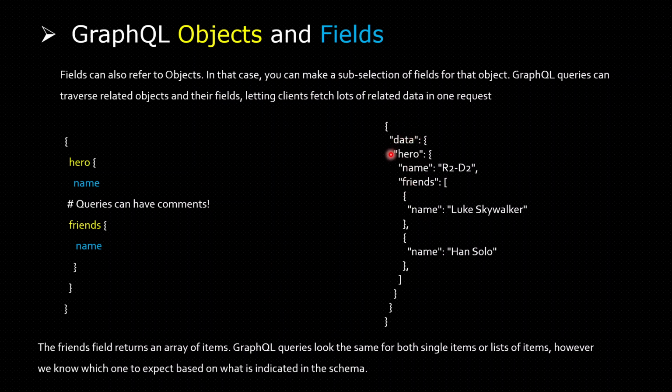You want the data of a hero, you want the name of the hero. The name of the hero is R2D2. You also want the name of the hero's friends. So hero has two friends. The first friend is called Luke Skywalker, and the name of the second friend is Han Solo. So this is how you can also do sub selection. In SQL, you will have to write select star from this, and then you have to join it. You have to build a relationship. So this is a lot simpler compared to SQL.